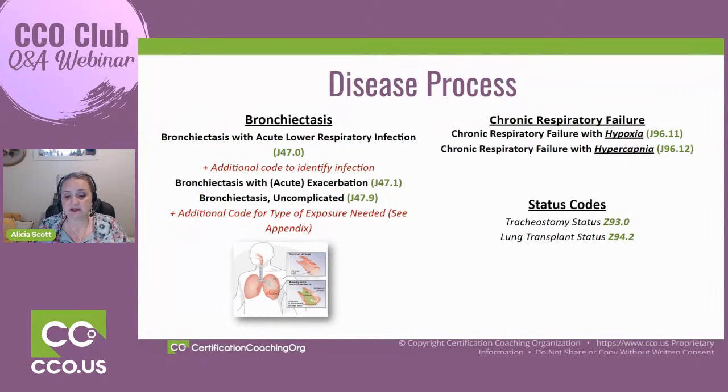What happens if we end up having to do a tracheostomy because of respiratory failure? That would be a Z93.0. Usually this is on a temporary basis, but we won't get into a lot of inpatient codes. I wanted to make you aware of them so you can jump out and do more investigation into the scenarios.